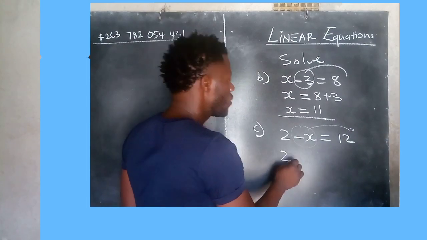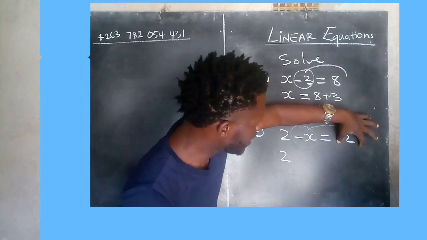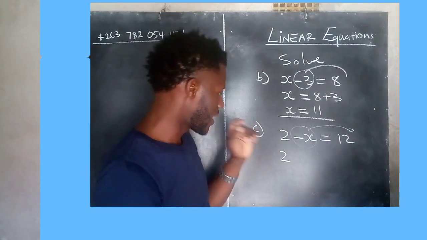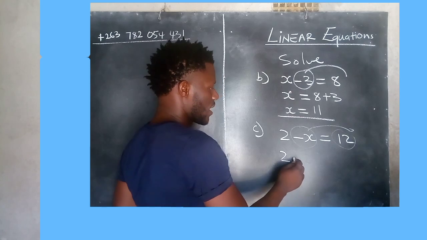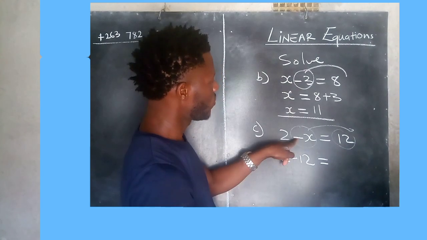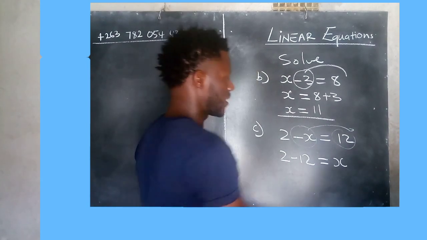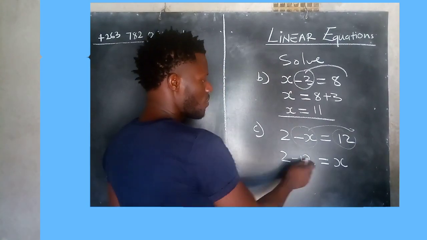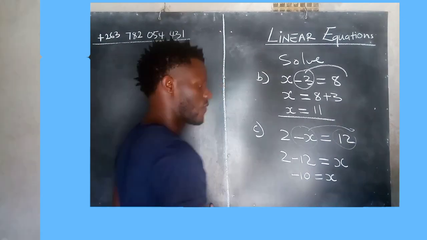That is 2 will remain. Then 12, we want to group 12 from this right hand side to the left where we have another term without a letter. It was positive 12, so it shall become negative 12 equals to, on that side we are grouping x, it was minus x, so it becomes positive x. And in this stage, 2 minus 12, we get minus 10.